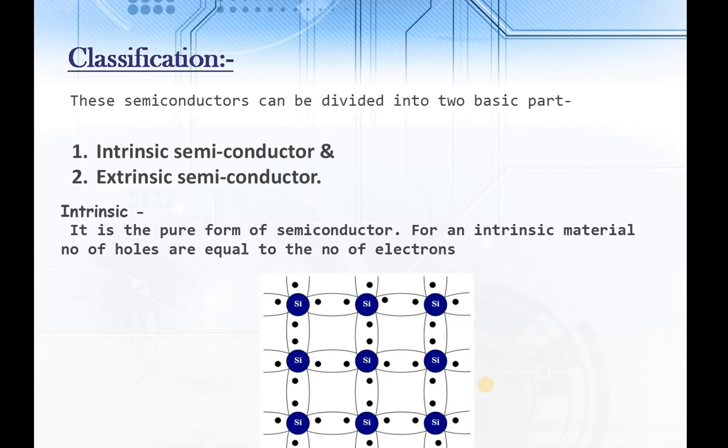The vacancy created by breaking of bonds is represented by a tiny hole, and these are called holes. This vacancy can be filled up by another electron, so the movement of holes is opposite to the movement of electrons. For an intrinsic material, the number of holes is equal to the number of electrons. There is no net charge in these materials.